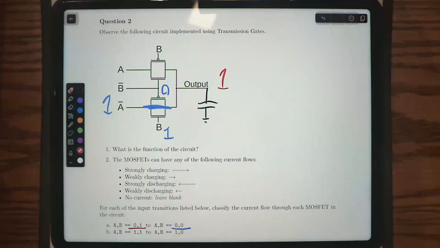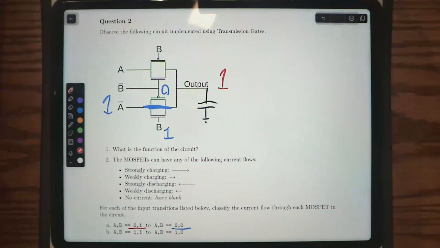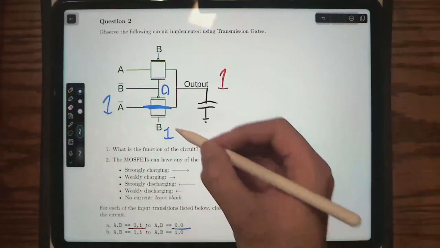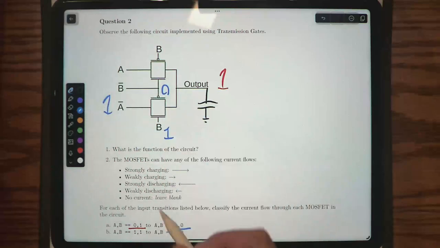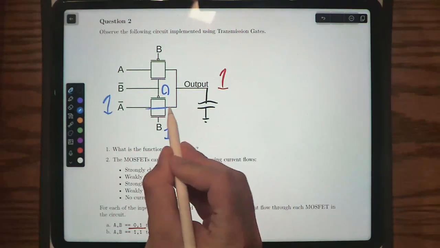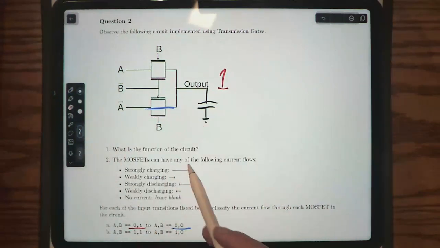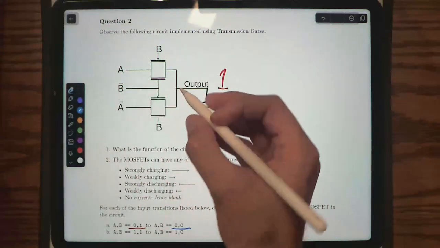So if the gate was previously closed, like a short, and then it turns to open, that's also no current. Wait, say that again? So in that case where you had a short, and then B was switched, like an open, that's just no current. No current. And then you're saying this one over here? Yeah.